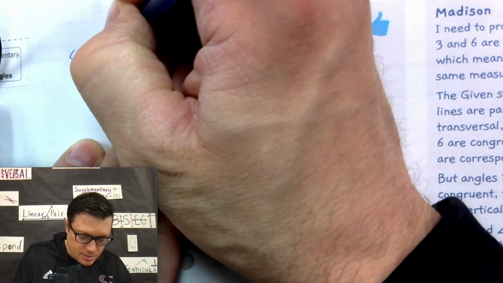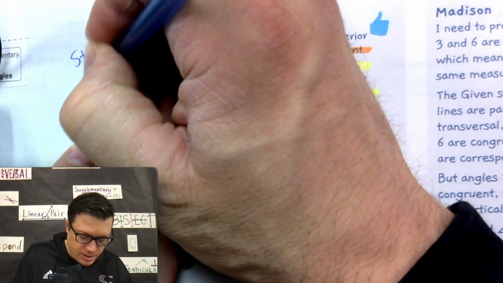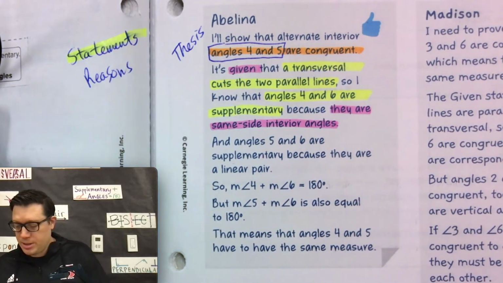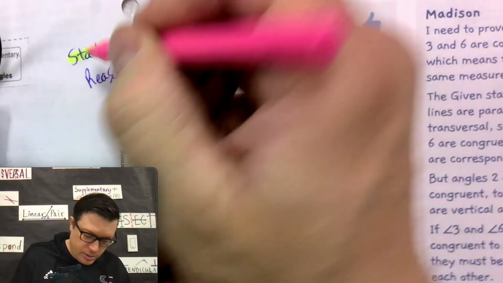Statements, reasons. Statements are going to be highlighted yellow, and reasons are going to be highlighted pink.